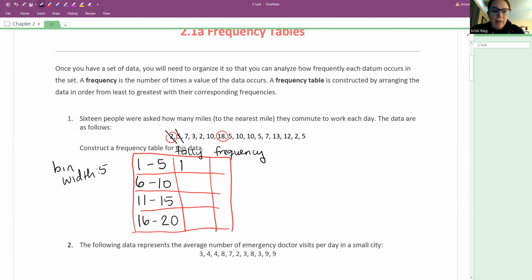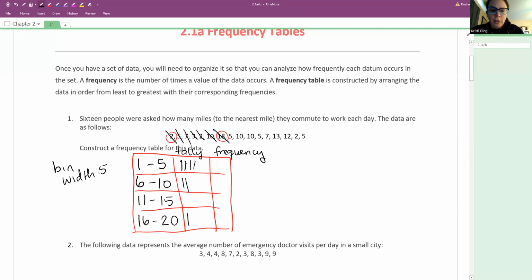Next number I have is 5. 5 is between 1 and 5, so it's going to go right there in the first row. Next I have a 7. The 7 is between 6 and 10, so I put it in the second row. And so I have a 3 and a 2, and then a 10 is going to come down here in the second row. The 18 is going to go all the way to the bottom.